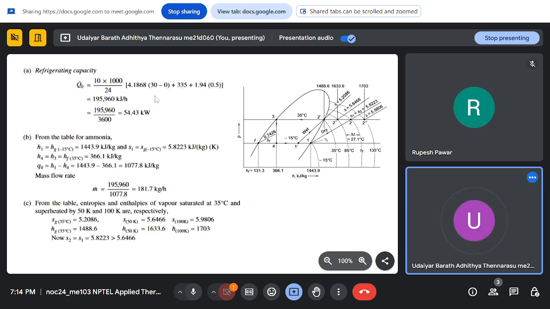So that will give you 195,960 kilojoule per hour, or dividing by 3600 will get you 54.43 kilowatts. So that is the refrigeration capacity which is required.